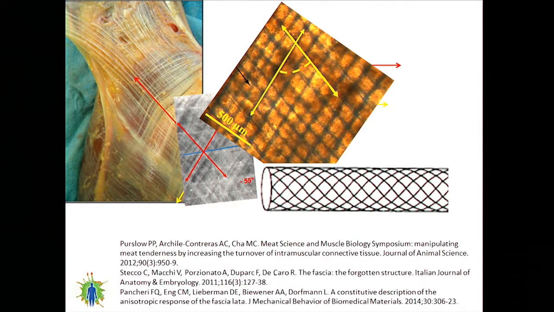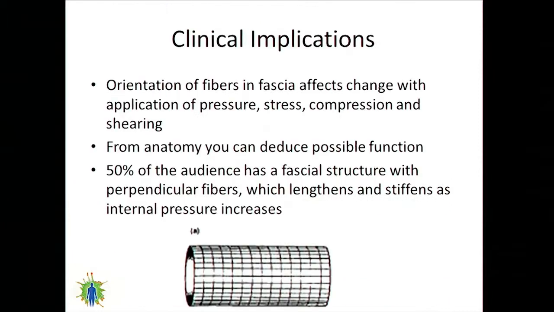So does that give us a clue as to what might be happening to the fascia lata, which is a covering on the outside of the leg? It needs to take pressure on the inside and stay flexible. And so these are the outside fascia. Now it turns out that the orientation of the fibers in the fascia affects how it changes with pressure, stress, compression, and shearing. So from anatomy, you could deduce possible functions. Half of you in the audience have a structure which has fibers going this way, and this structure, when you put pressure on it, gets longer and fatter. Only half of you have it.